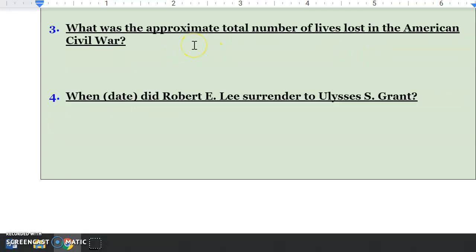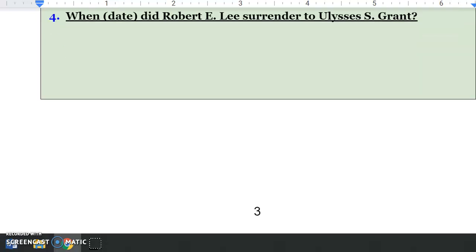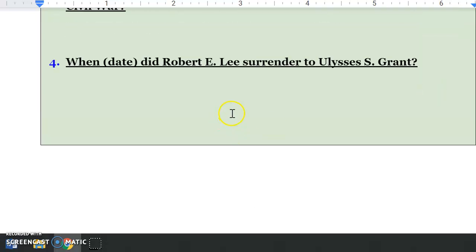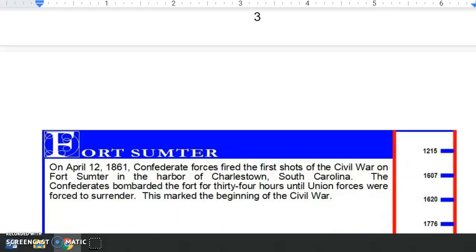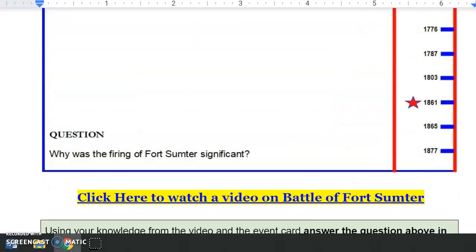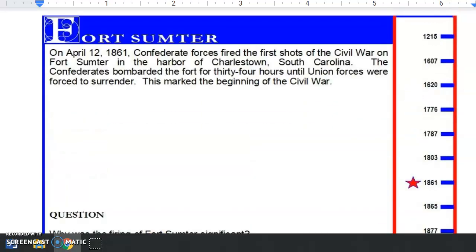What was the approximate total number of lives lost in the American Civil War? Also, you will find that information in the video. Okay? And then finally, what date did Robert E. Lee surrender to Ulysses S. Grant? So this kind of tells you that the Confederacy lost the Civil War, and the North is going to win. This is more information down here about each of the battles.